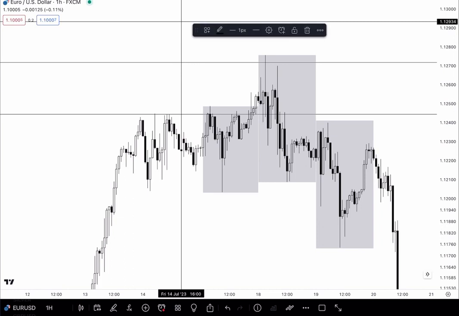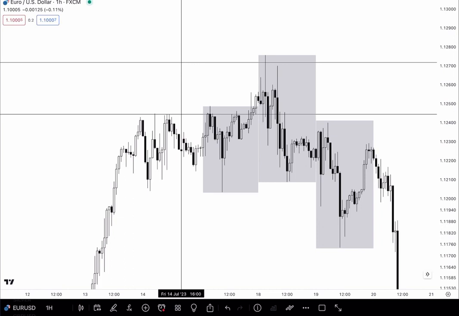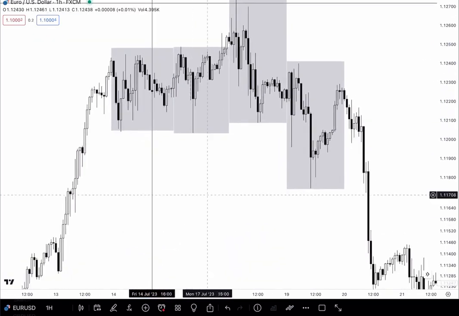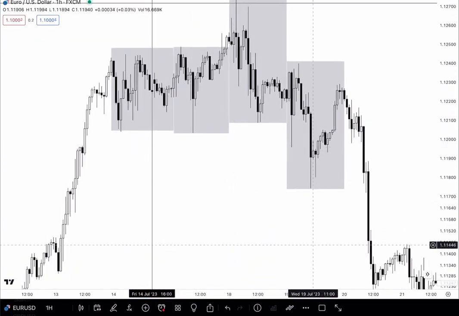Into a key level, right? At the higher time frame candle's high. Accumulation, manipulation, distribution. You can say that Friday was also accumulation. Remember the two forms I gave you? It's either like this, or it's accumulation, manipulation, distribution in two candles, right?